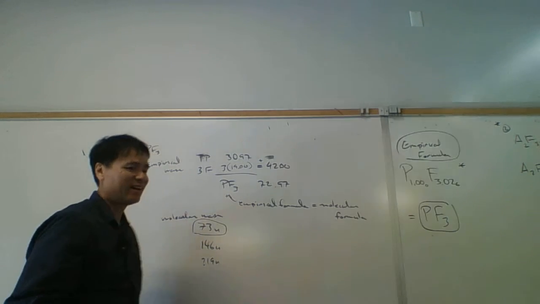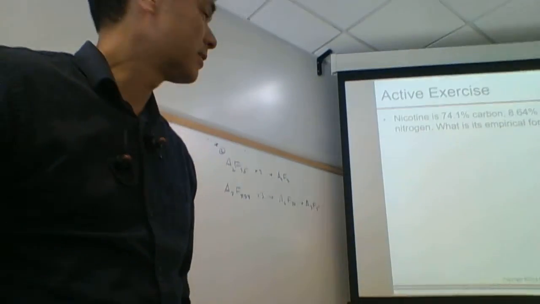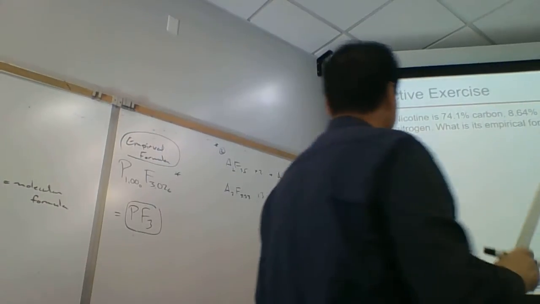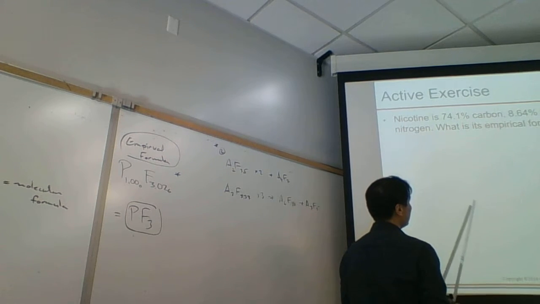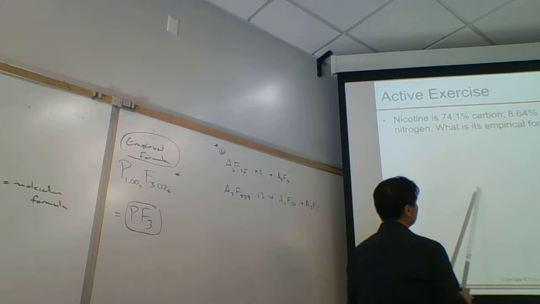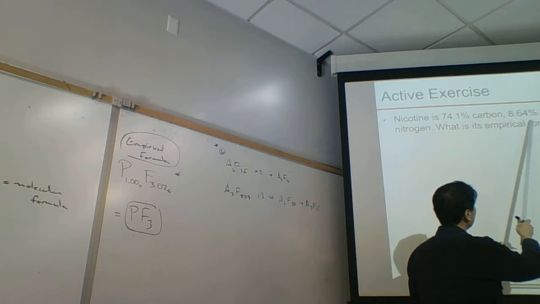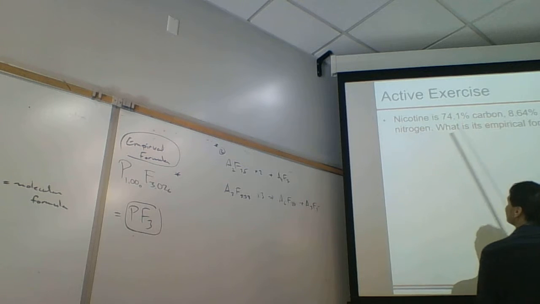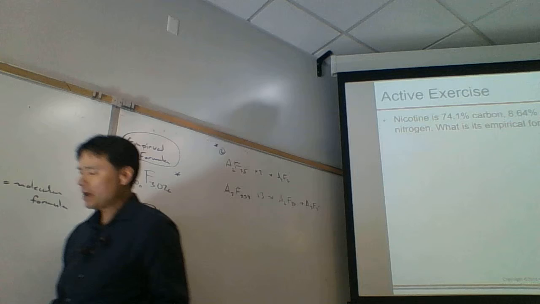Okay, so let's say we have an unknown substance. Well, actually, this is a known substance. They tell us what the substance is. They're saying it's nicotine, but let's say this is unknown. We send it out for analysis. The results from the analysis come back: it's 74.1% carbon, 8.64% hydrogen, and 17.3% nitrogen. And so we're given the percent by mass compositions.